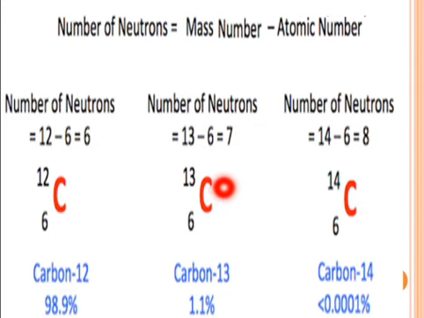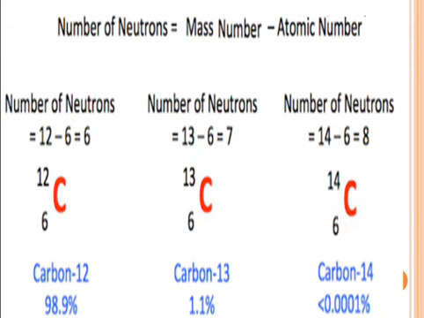Carbon 13: if you subtract atomic number 6 from mass number 13, you get the number of neutrons, 7. So carbon 13 has 6 protons and 7 neutrons in its nucleus. Carbon 14: if you subtract atomic number 6 from mass number 14, you will get the number of neutrons in carbon 14, 8. So the nucleus of the carbon 14 isotope has 8 neutrons and 6 protons.